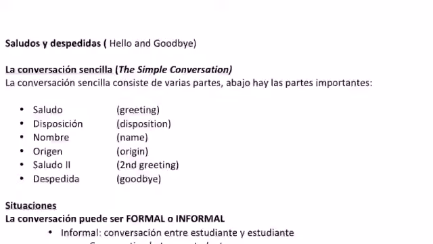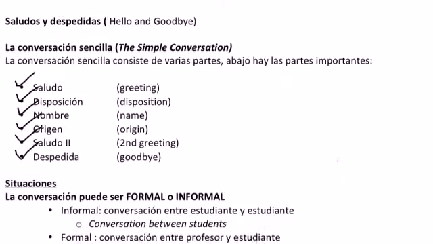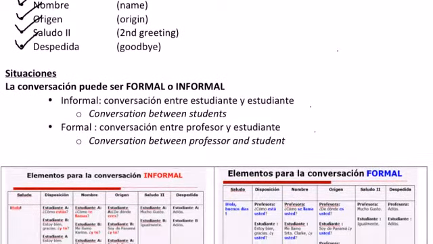To begin, we have that our simple conversation consists of different parts. And here are some integral and important parts. First, we have the saludo. We have the disposición. We have nombre, origen, saludo número dos, and despedida. Each one of these categories is defined below in the graphics that you'll see on your handout and in this video.